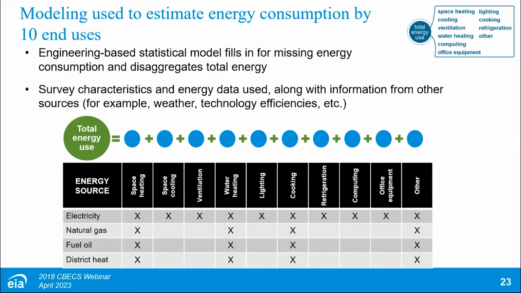Now, the models of expected energy use are based on characteristics of the building collected during the interview: the size, usage patterns, equipment, and things like that. They're also based on weather data from NOAA. They're also based on estimated technology efficiencies from other sources. And finally, the final end-use estimates have to sum up to the total energy consumption that we obtained from the energy supplier survey. So that's another influence on the energy end-use estimates.